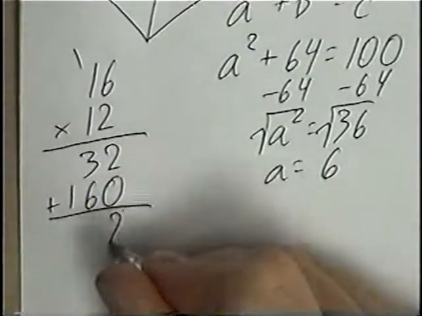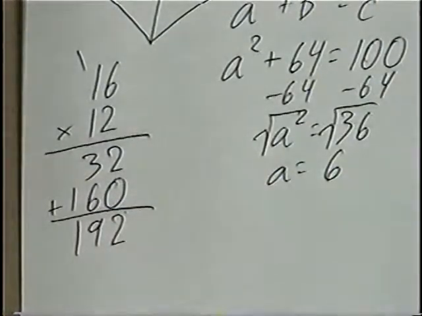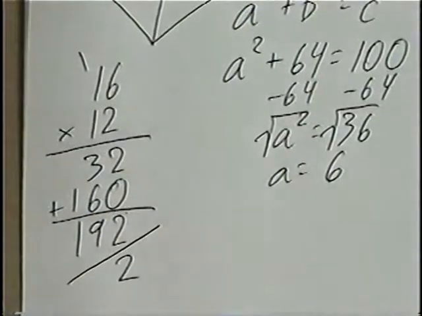Adding straight down, we'll have 192. 192 is not the answer to the question. Again, that's the diagonals being multiplied together. The last step for the rhombus is to multiply by 1/2 or divide by 2.